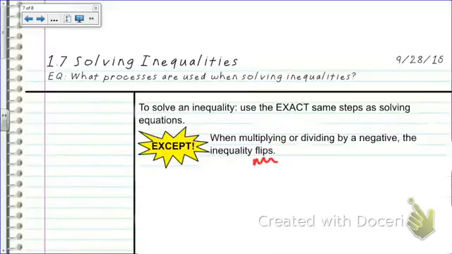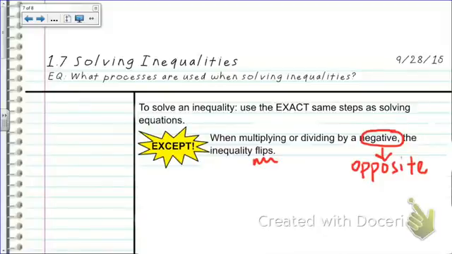Flips. It flips. And that's because negative, does anybody know another word for negative? Besides subtract. Like, what does negative technically actually mean? Less than. How about opposite? So technically, another word for negative is opposite. So the negative means that you're going in the opposite direction on the number line.